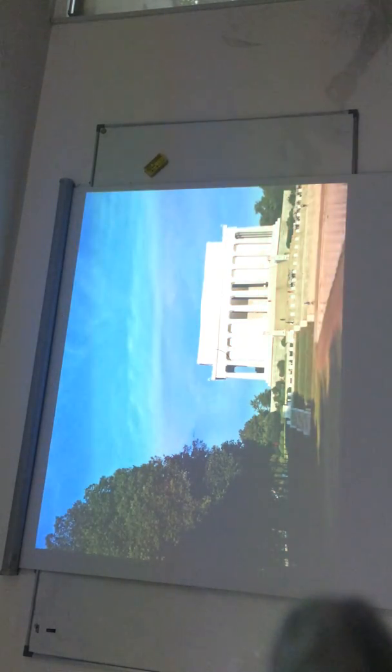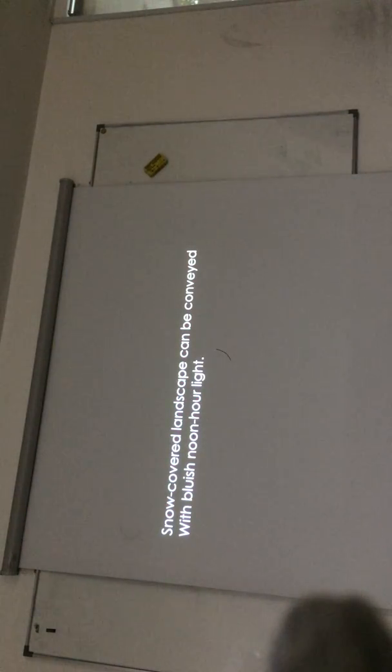Do you know the white? Haze. Oh, haze. Remember the white color? We haven't had it for a few years. We're very lucky. Snow covered landscape can be conveyed as bluish noon hour light. This is called snow cover or frosty.